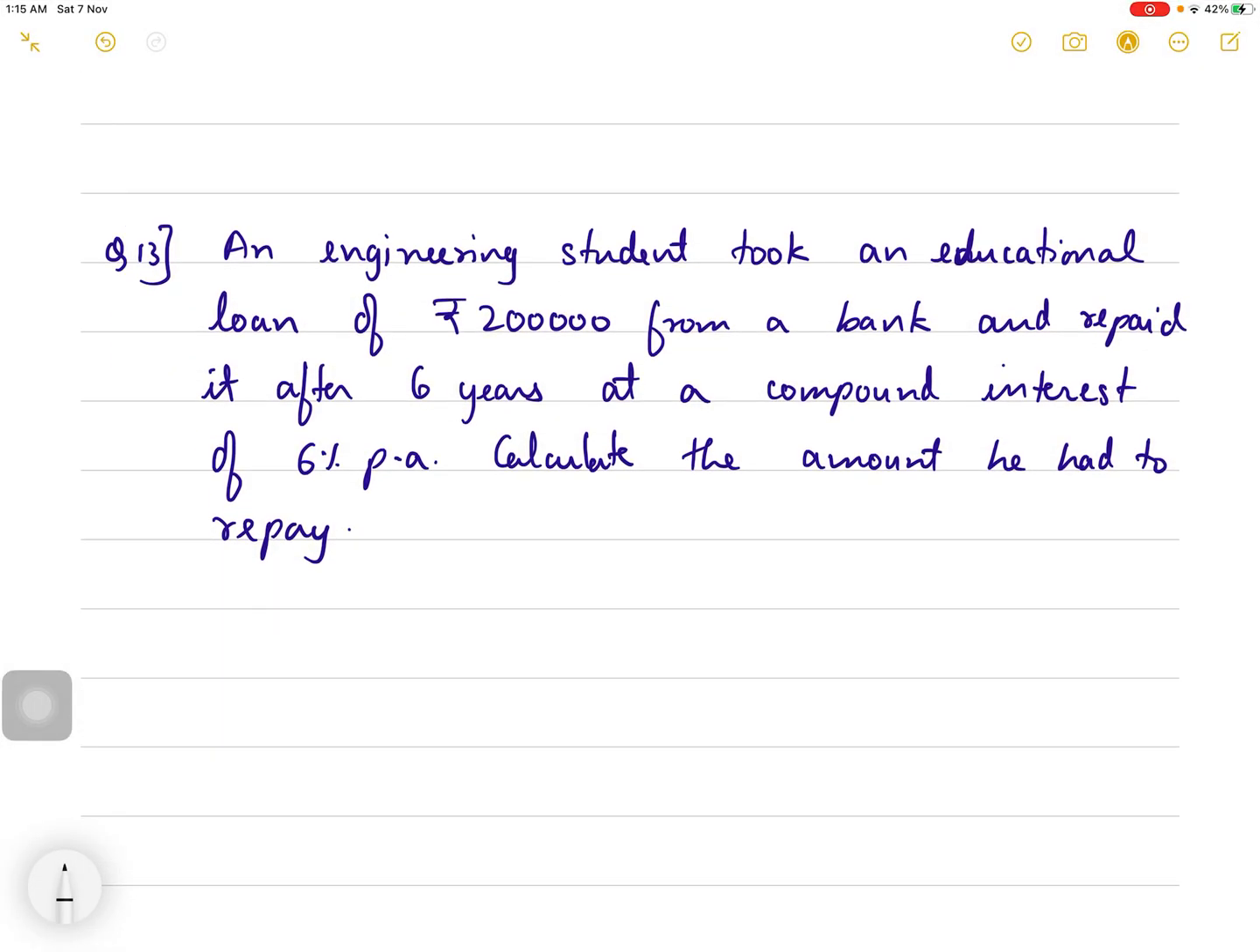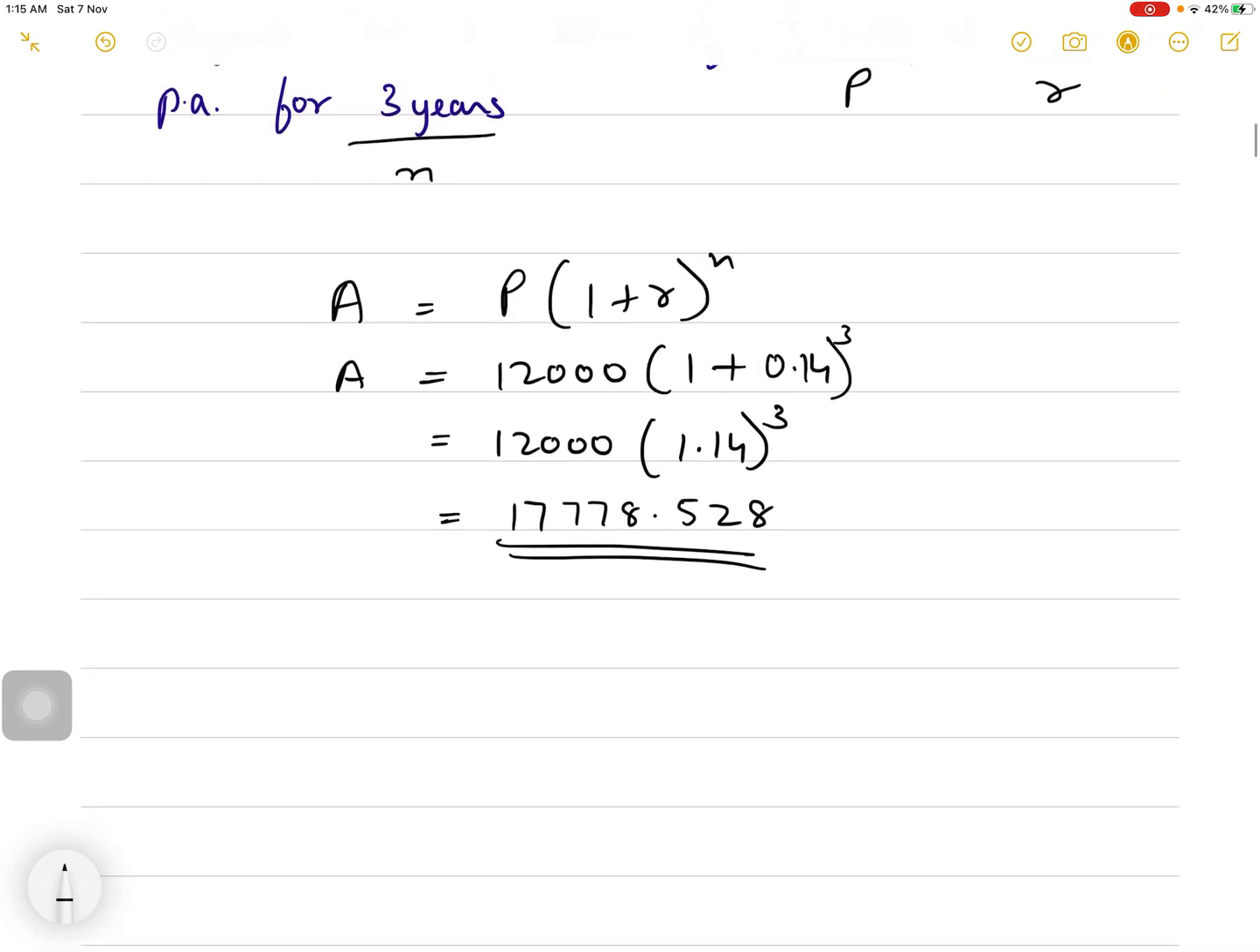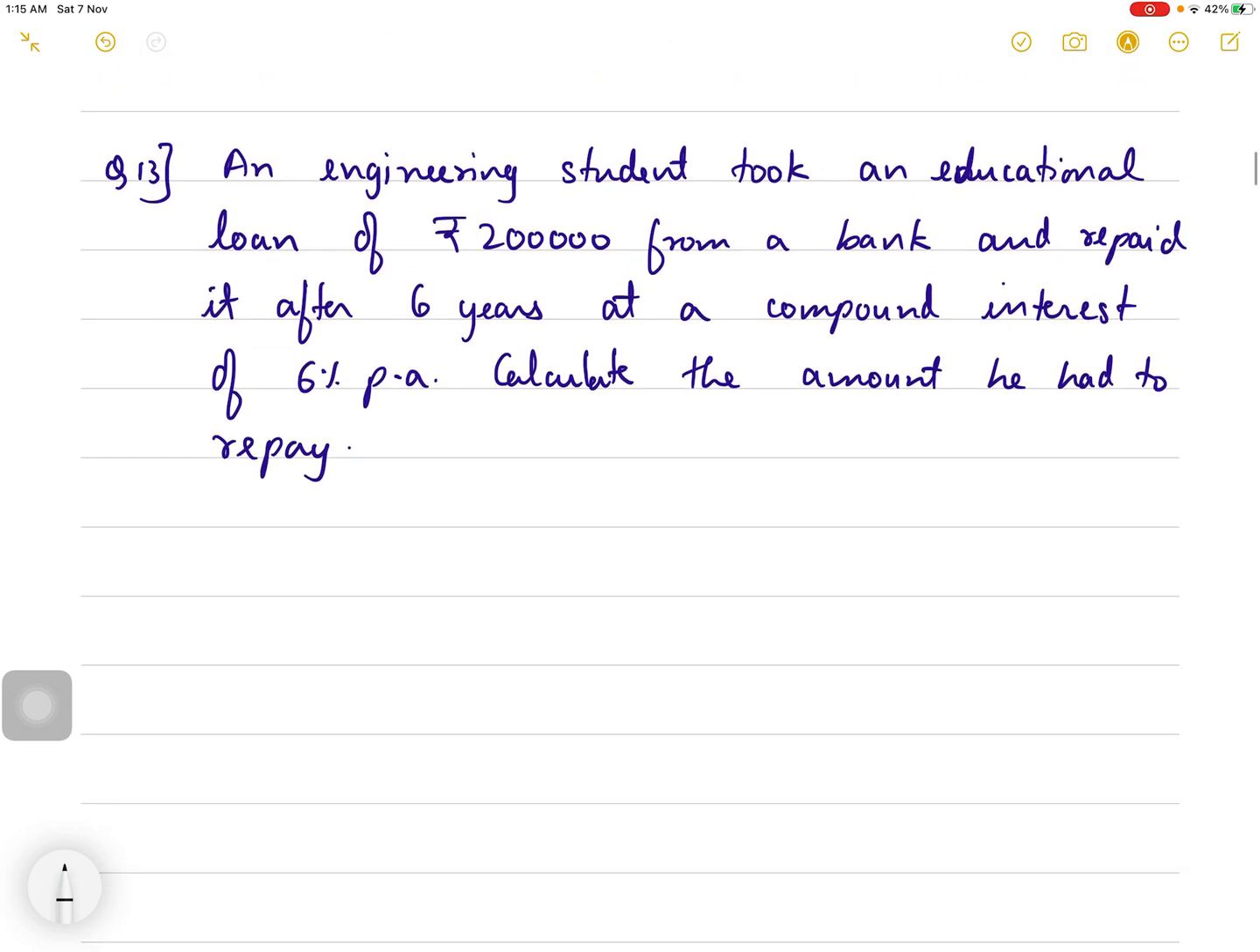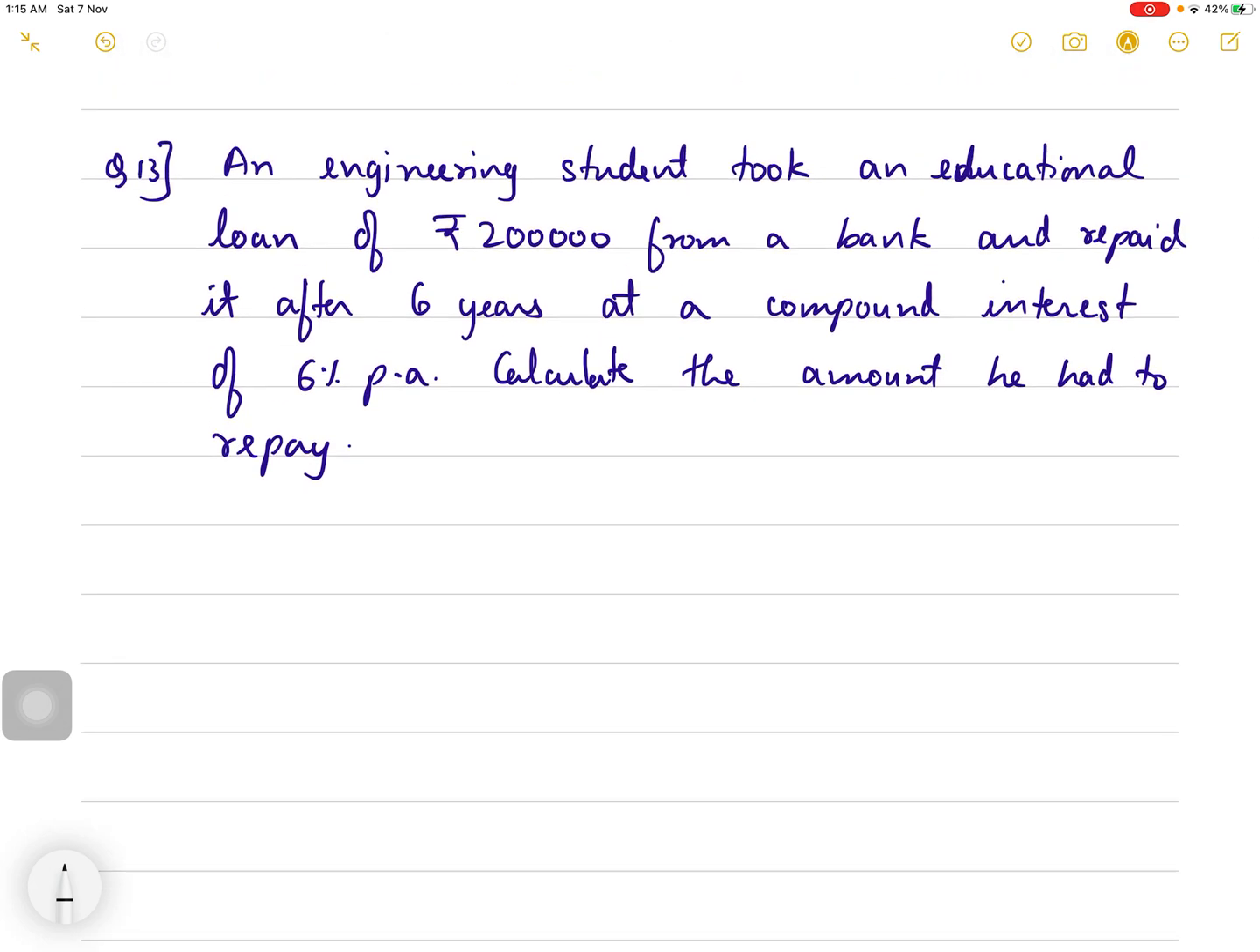Now let's see the next question. An engineering student took an educational loan of rupees 2 lakh from a bank and repaid it after 6 years at a compound interest at 6% per annum. Calculate the amount he has to repay.